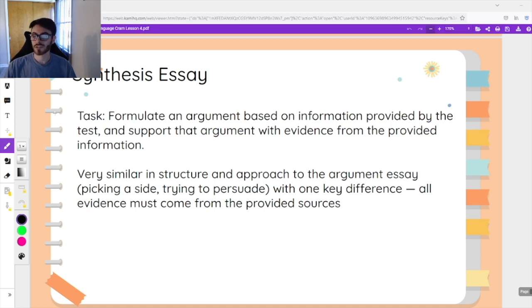So since it is similar to the argument essay in that way, that you are picking a side and that you're trying to persuade the audience to agree with your side, all of those methods of persuasion or building an argument that we talked about in the argument essay can be useful here. Things like using strong and specific diction and syntax, things like using rhetorical appeals, any of the concepts we talked about in the argument essay. If you want to go back to that video, if you need a refresher, those things can all come into play for the synthesis essay as well.